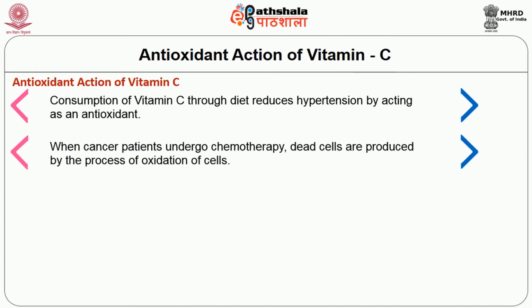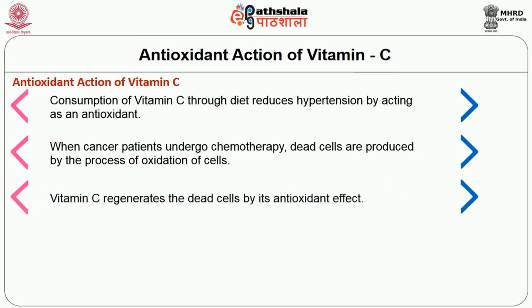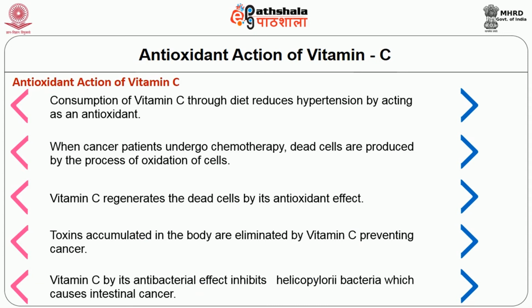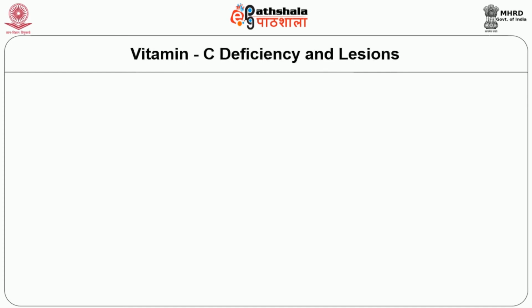When cancer patients undergo chemotherapy, dead cells are produced by the process of oxidation of cells. Vitamin C regenerates the dead cells by its antioxidant effect. Toxins accumulated in the body are eliminated by vitamin C, preventing cancer. Vitamin C, by its antibacterial effect, inhibits Helicobacter bacteria, which causes intestinal cancer. Next, we will see about the deficiency of vitamin C and the lesions caused due to it.